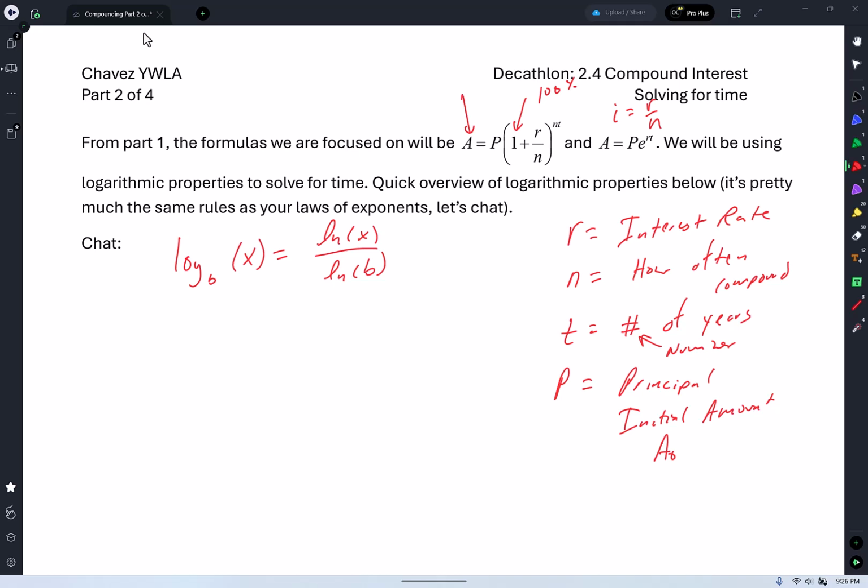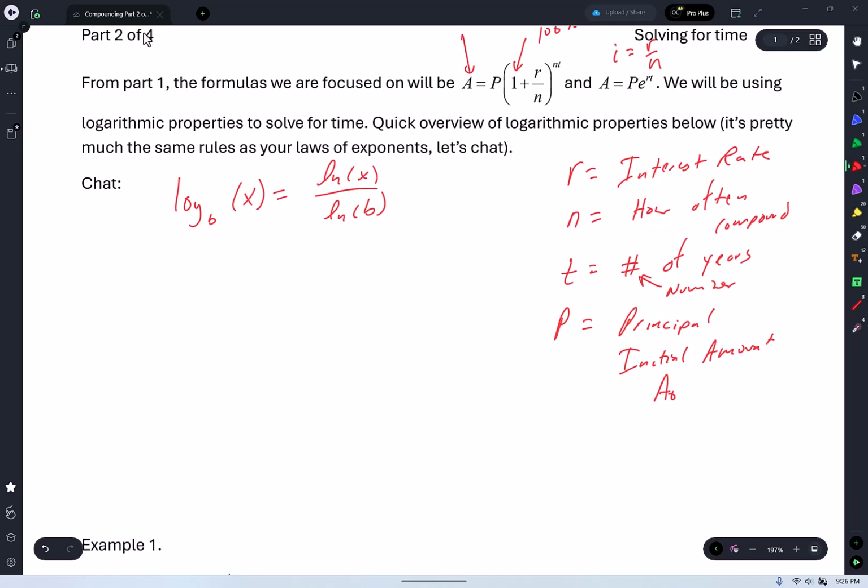Really, the log properties are the same as your exponential properties. Sorry, guys, I had some coffee and maybe the coffee wasn't good for me. But yeah, pretty much they're pretty much the same, guys.